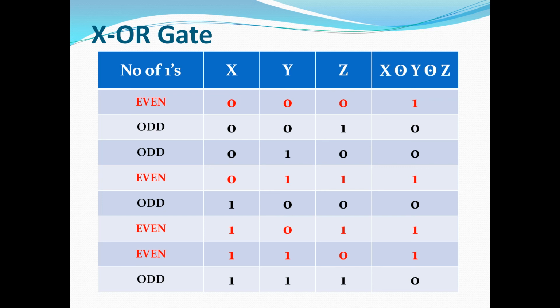Here, an odd number of 1s means the output is 0, and an even number of 1s means the output is 1. This is the opposite of the XOR gate.